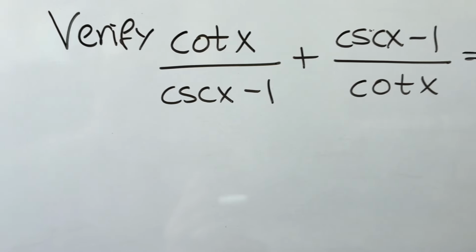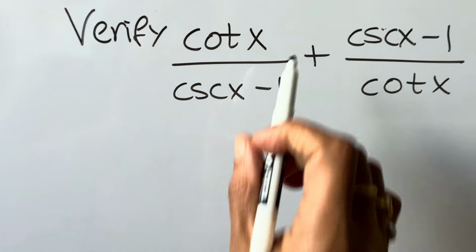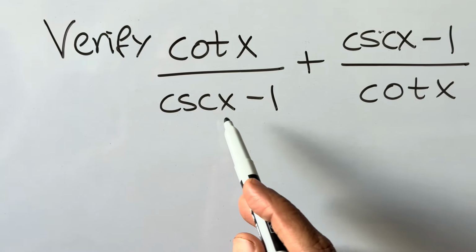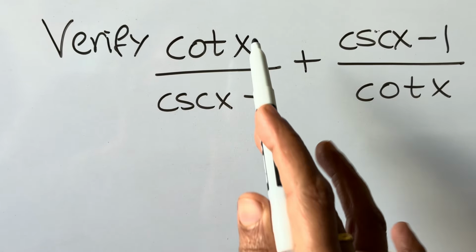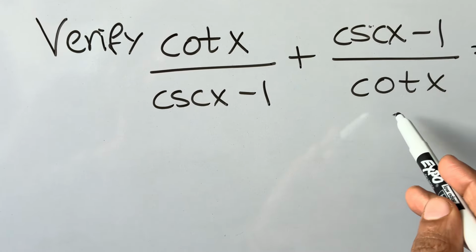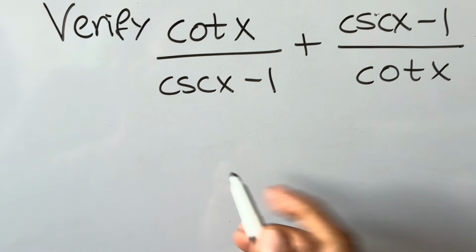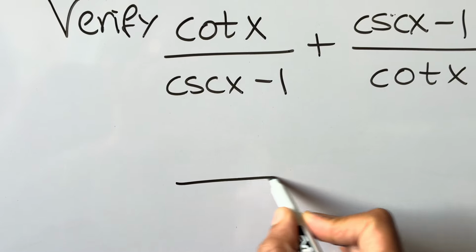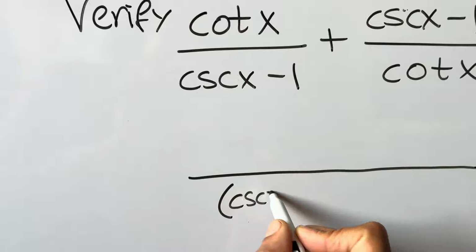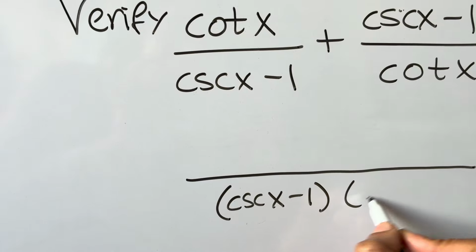So let's start by taking the left hand side of the equation, and in this problem we are observing the denominator is cosecant x minus 1 for the first fraction, and for the second fraction it is cot x. So the common denominator in this case would be multiplying both the denominators, which is cosecant x minus 1 times cot x.